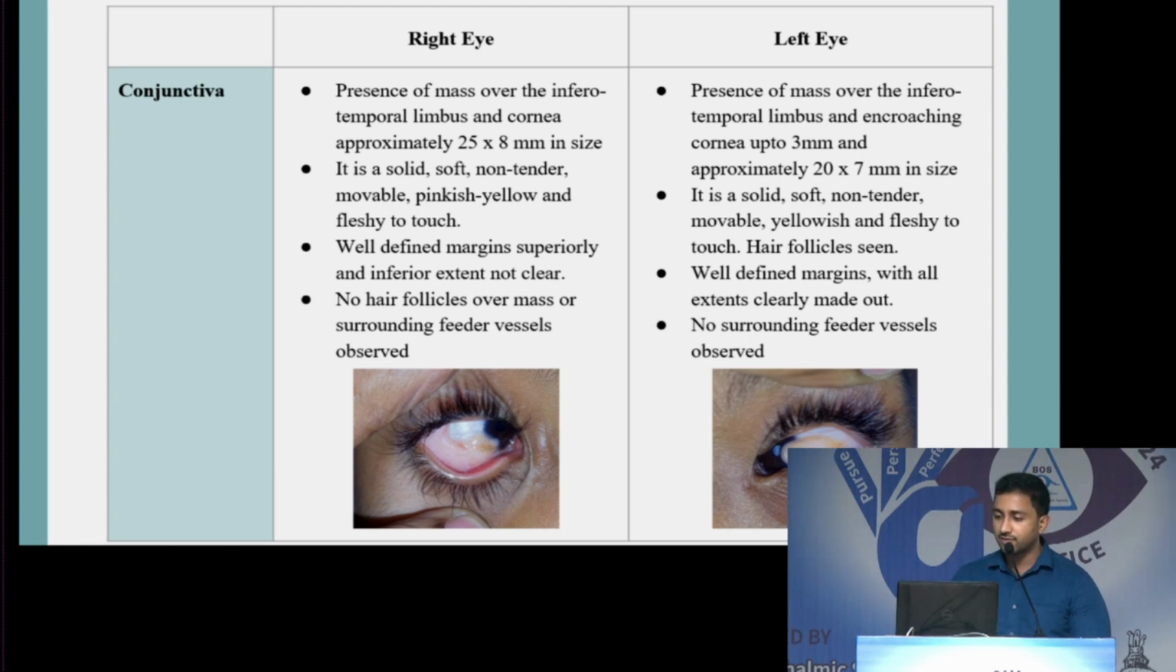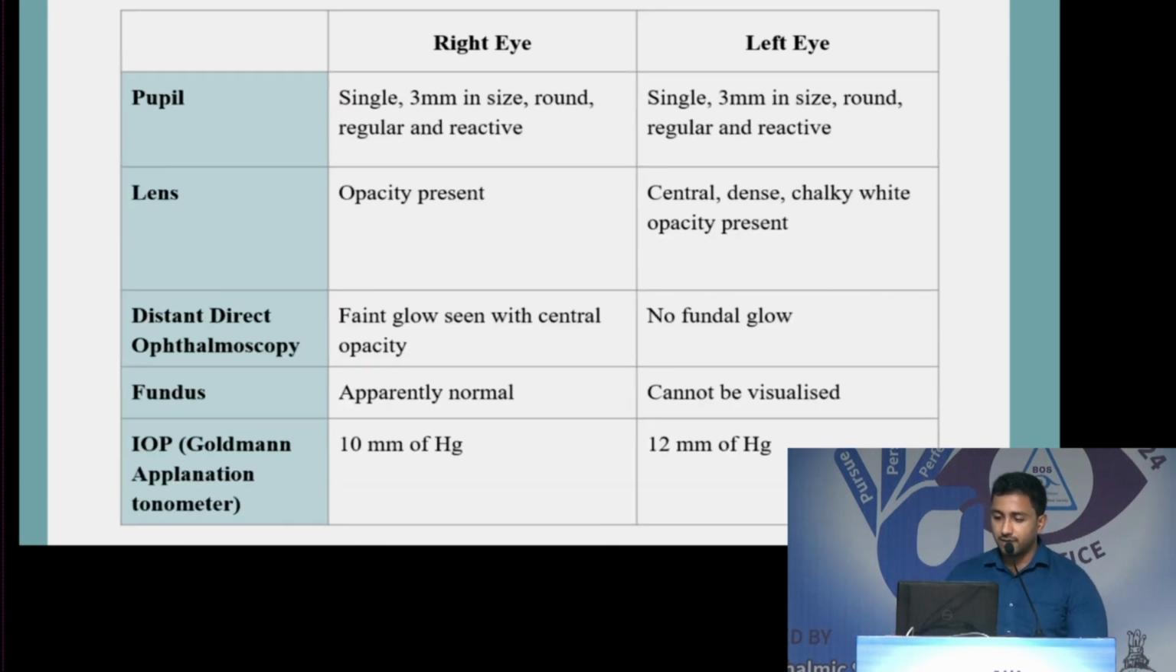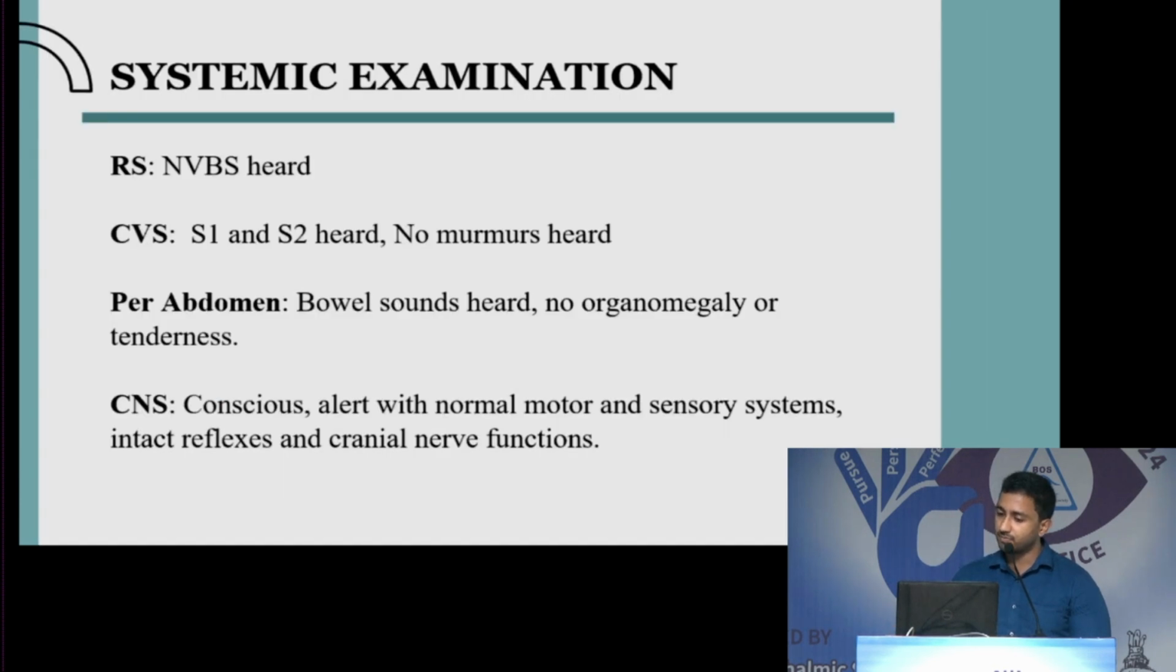And coming to the left eye, there was a mass present over the inferior temporal limbus, encroaching the cornea up to 3 mm, approximately 20 by 7 mm in size, with well-defined margins all around. It was solid, soft and non-tender, and hair follicles were seen on this side, on the left eye. Sclera and cornea were clear in the right eye. Coming to the left eye, except for the 3 mm of infiltrating mass temporally, the cornea was clear. The pupil was single, 3 mm in size, round, regular, reactive on both sides. And there was a lens opacity noted in both eyes, the left eye more dense than the right eye. Then systemic examination was normal.